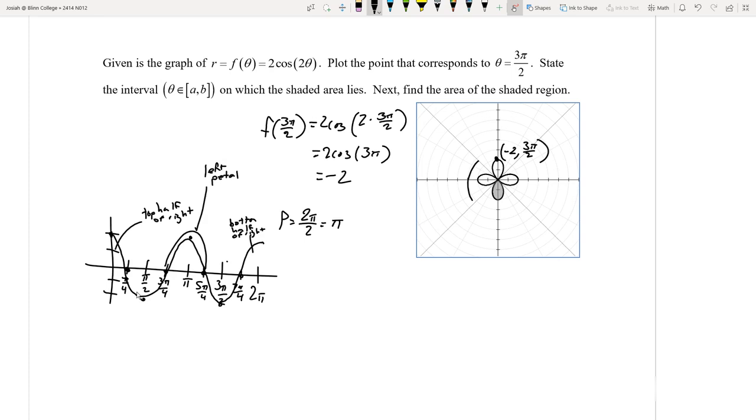And so we know that this section is either the top or the bottom. But we also have seen theta equals 3 pi halves is this point up here. So that means that this has to be the top petal. And so this area in here is what we're looking for. This is the bottom petal.